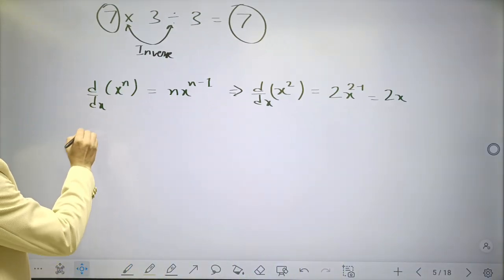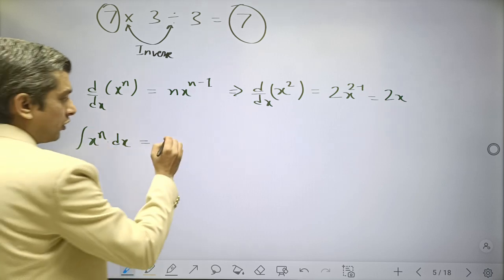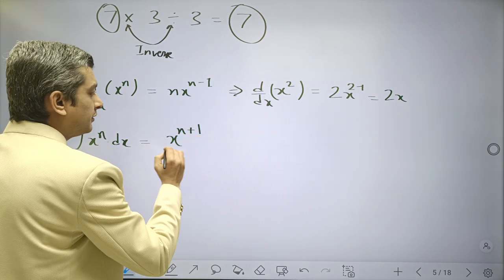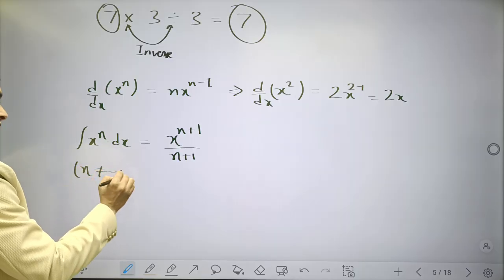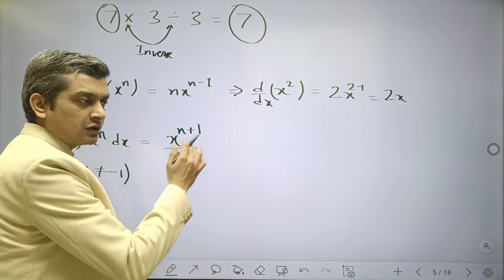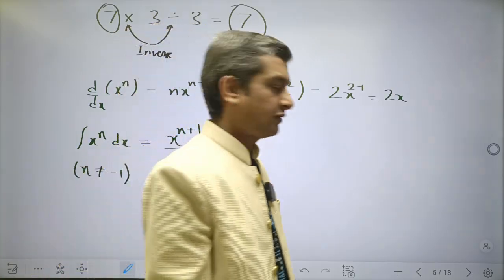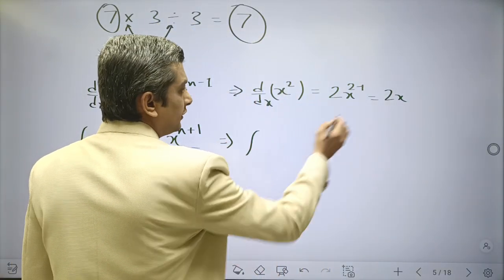Now in integration we have the very common formula for x to the power n. Its formula is given by x to the power n plus 1 by n plus 1. Here the condition is n is not equal to minus 1. Why? Because if n is minus 1, then minus 1 plus 1 becomes 0 in the denominator, which is undefined in mathematics, isn't it?